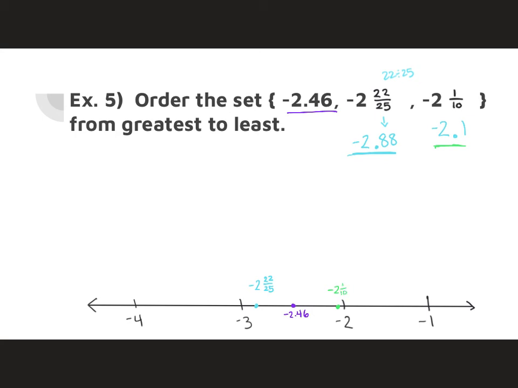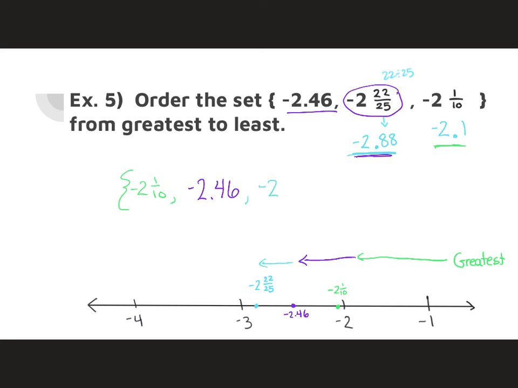Now it says order from greatest to least. So I am going to go greatest, and I'm going to move this way. So the first one I see is negative 2 and 1/10. And always remember to put the numbers in what they are originally. So if I have the decimal, I don't want to put this number. I want to put the original one that was in the set. So now I have negative 2 and 46/100. Finally, my last one is right here. So I have negative 2 and 22/25. And that is my final answer.